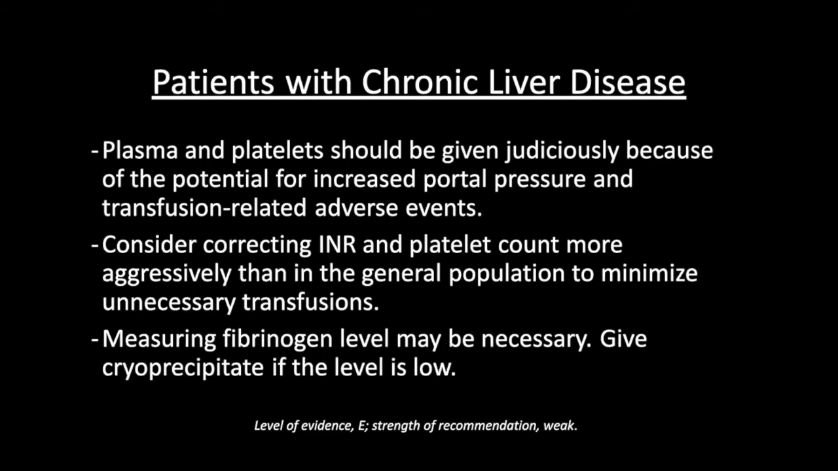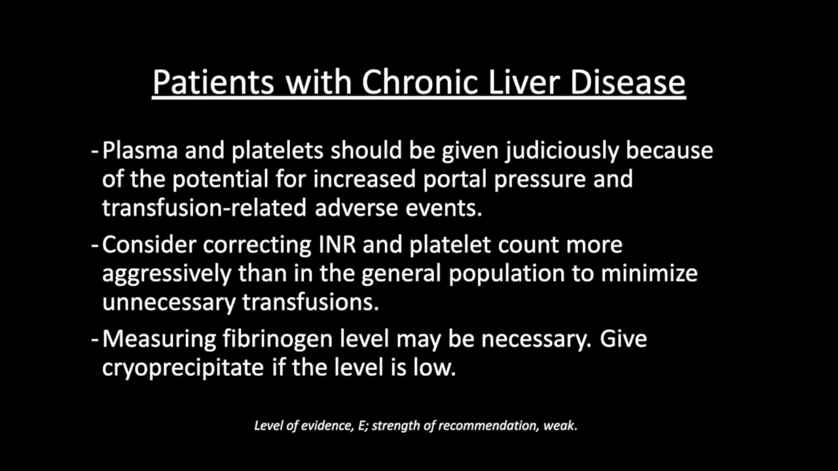So there's another category of patients who have chronic liver disease, and these are patients whose bleeding indices can be difficult to manage. They may have really deranged bleeding indices that are even hard to control. So in these patients, the recommendation is that you judiciously give plasma and platelets because of the potential for increased portal pressure and transfusion-related adverse events.